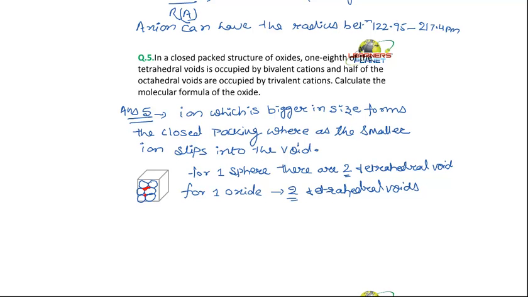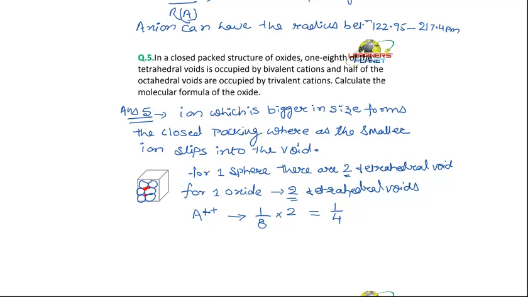In a closed packed structure of oxides, 1/8 of the tetrahedral voids is occupied by bivalent cations. It means the bivalent cations are occupying 1/8 of the 2 tetrahedral voids for one oxide. So that, it comes out to be 1/4, right? And half of the octahedral voids are occupied by trivalent cations.